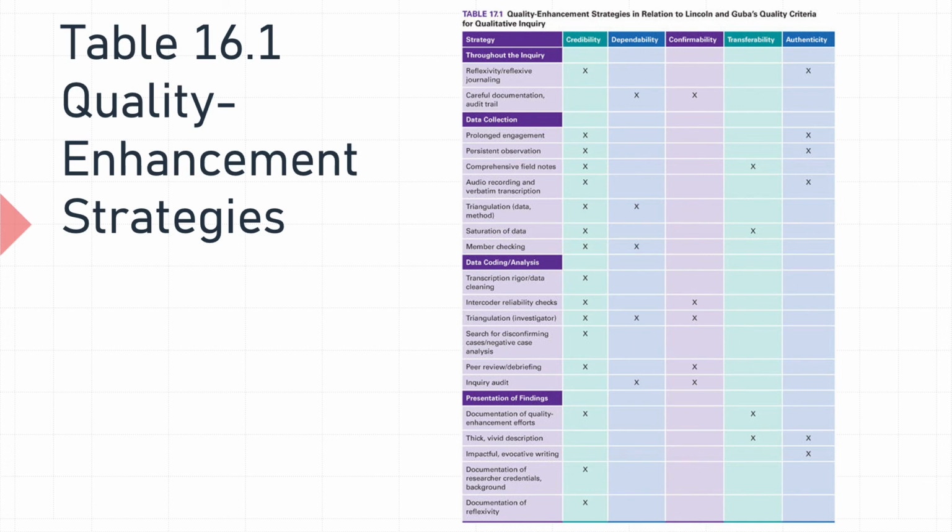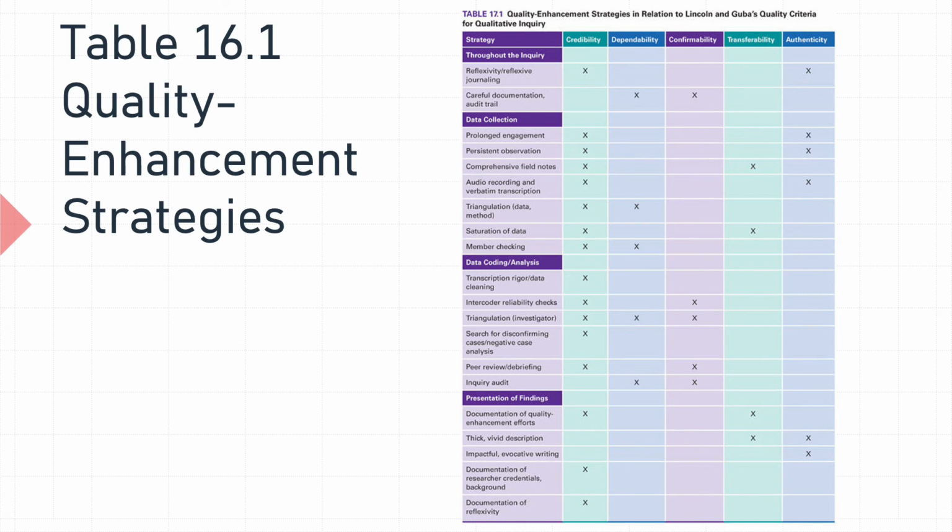You need to be able to tell people how you did your work, and you need to document it well. How many times as nurses have we heard if you didn't write it down, you didn't do it, right? It's the same thing in research. You need really good documentation.